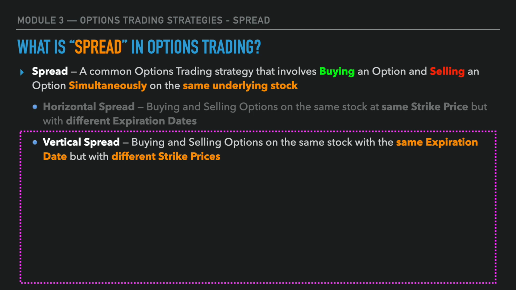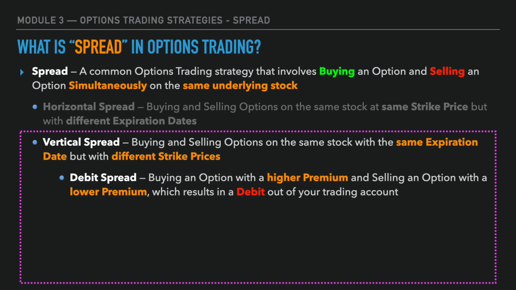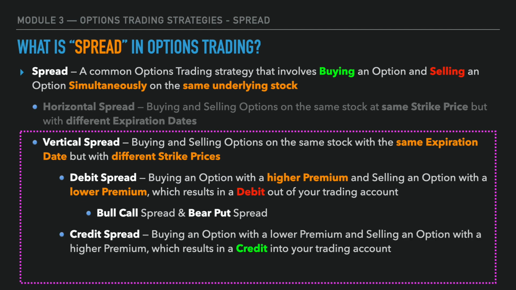The first type of vertical spread is called the debit spread. A debit spread basically means that the trader would buy an option with a higher premium and at the same time sell an option with a lower premium, which will result in a deduction, or a debit, out of his trading account. The 2 classic examples are the bull call spread and the bear put spread. The other type of vertical spread is called the credit spread. A credit spread means that the trader would buy an option with a lower premium and sell an option with a higher premium, which will result in an income, or a credit, into his trading account. The 2 classic examples are the bull put spread and the bear call spread.